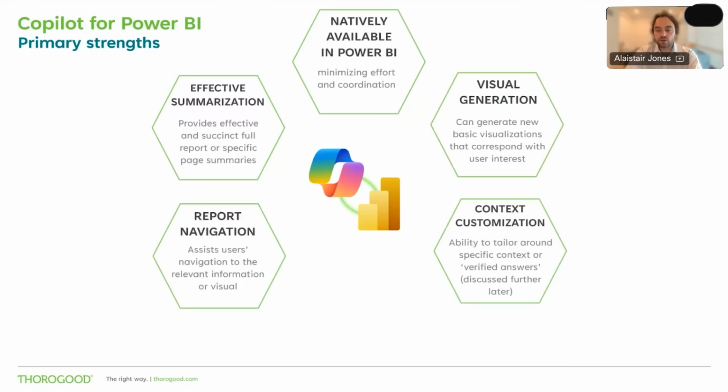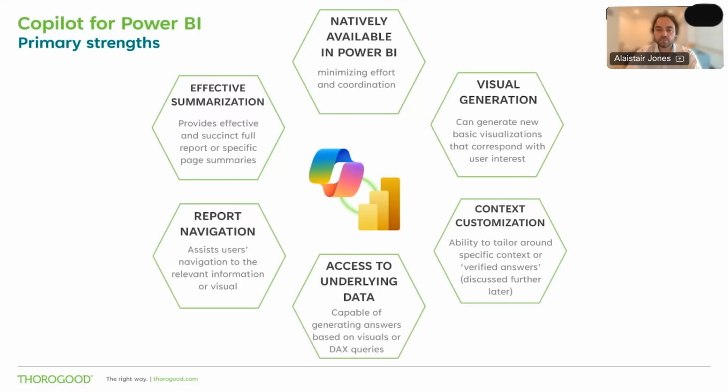And then context customization. So we've mentioned this already, but you can prep your report and data model for Copilot for Power BI. So you can provide information such as verified answers. Again, colleague Fernando will talk more about this, but that helps you inform Copilot for Power BI what types of responses we're expecting to provide users with. And then access to underlying data, of course, but Copilot for Power BI is plugged into the data model you've invested in developing. So it has access to that data.